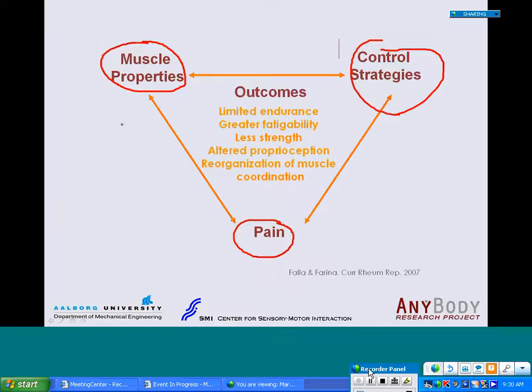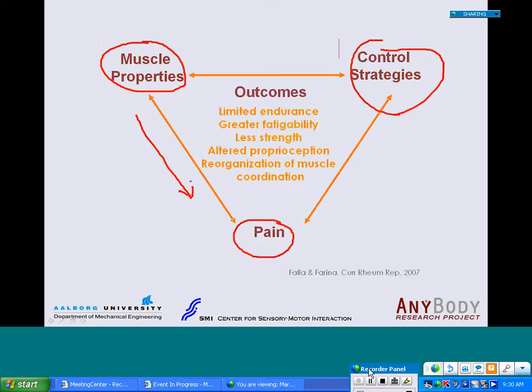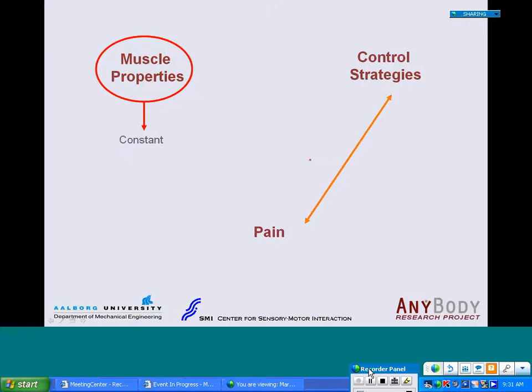And change the muscle properties can again change the way we experience pain. Also the pain itself can change the muscle properties. So some of these relationships have been proven, and some of these relationships are still hypothetical. So what we do is that we assume the muscle properties to be constant, and then we only look at the relationship between the control strategy, the motor control, and pain.